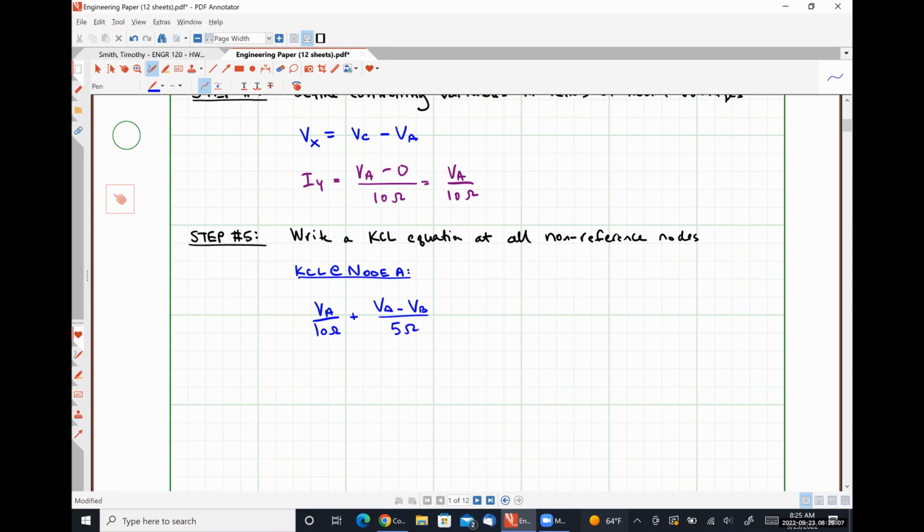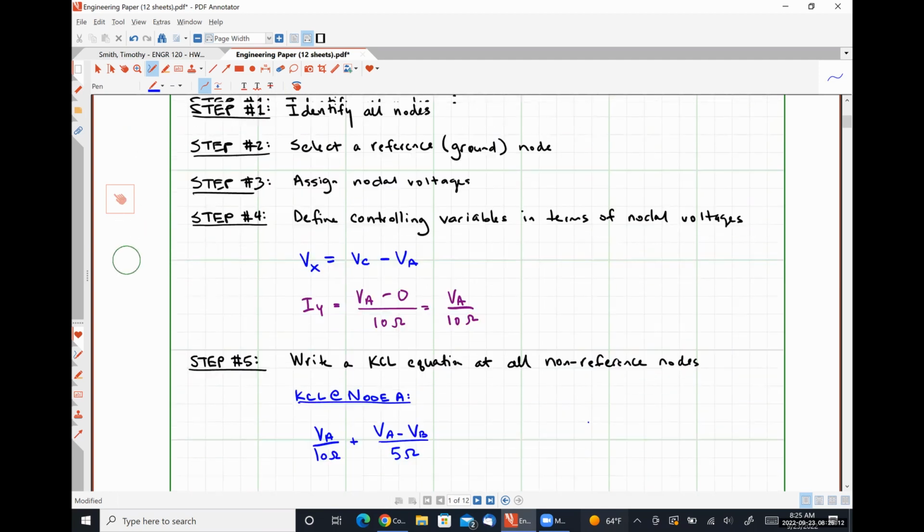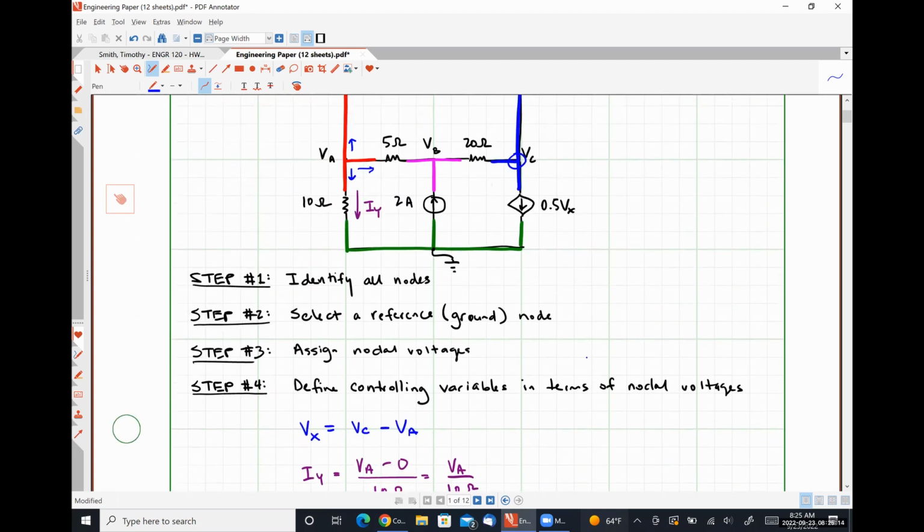Let me rewrite this A so that it doesn't look like a delta, which shouldn't have been an issue, but I just want to make sure that we're okay. So when we are writing these KCL equations, we are doing so with the assumption that the node that we are applying KCL at is the positive polarity terminal of any resistor that we see.